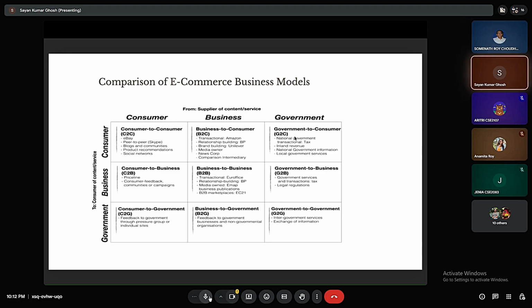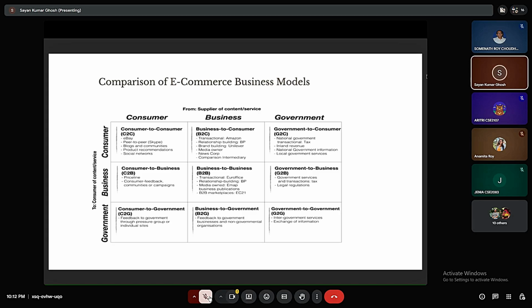Okay, I have completed. So now, in this slide, we can see the comparison of the major e-commerce business models. First, the C2C or consumer to consumer. This model allows individuals to sell directly to other individuals, like OLX or eBay. Next, the business to consumer, B2C, which is the most common model. Here companies sell products or services directly to the customers.